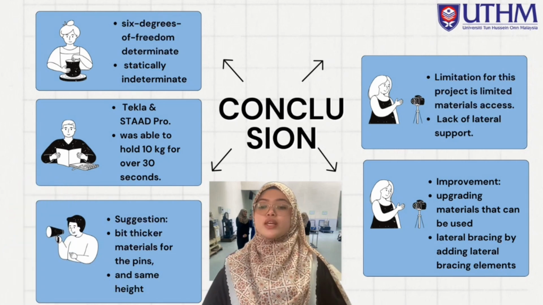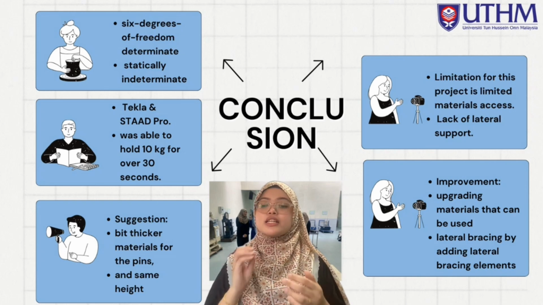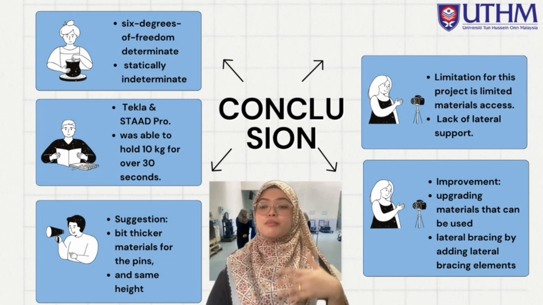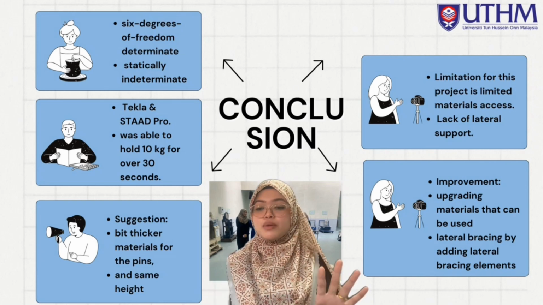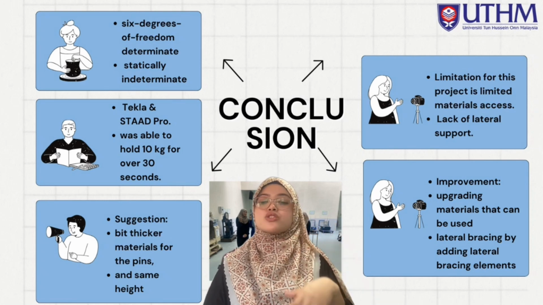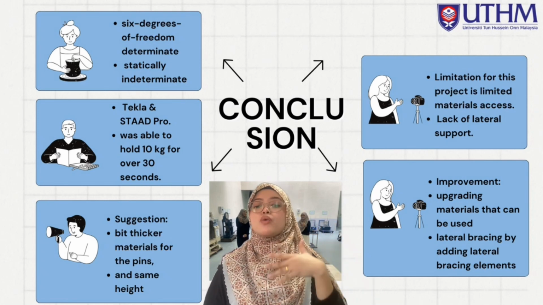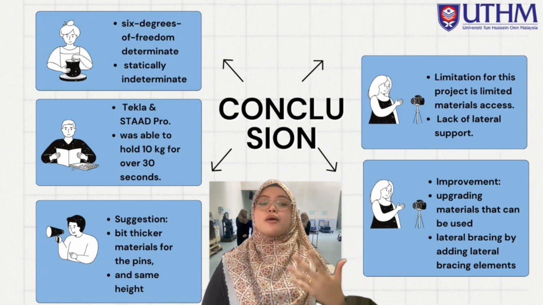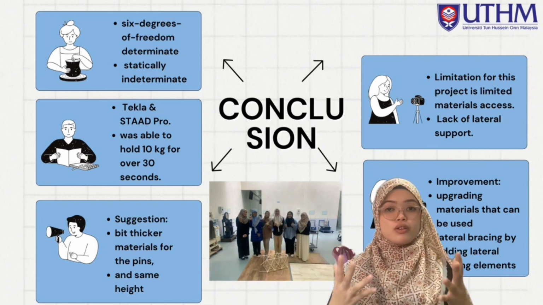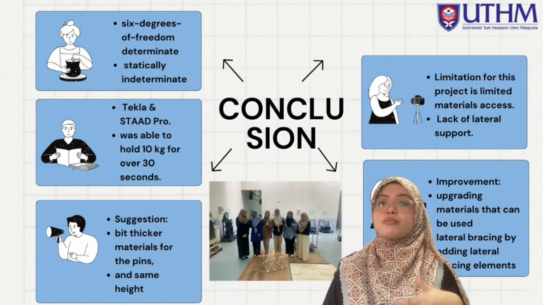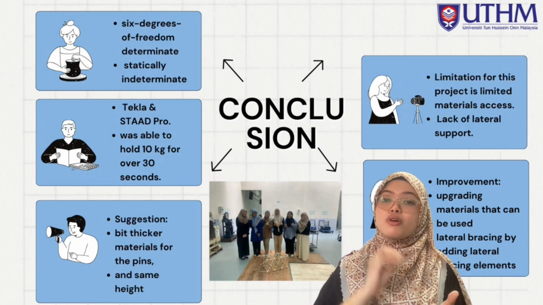Other than that, our limitation for this project is limited material. Material access is very limited and there is a lack of lateral support. So what we want to improve is to upgrade the material that can be used. Maybe we can use metal rods or carbon fiber sticks, because these materials are more sustainable.